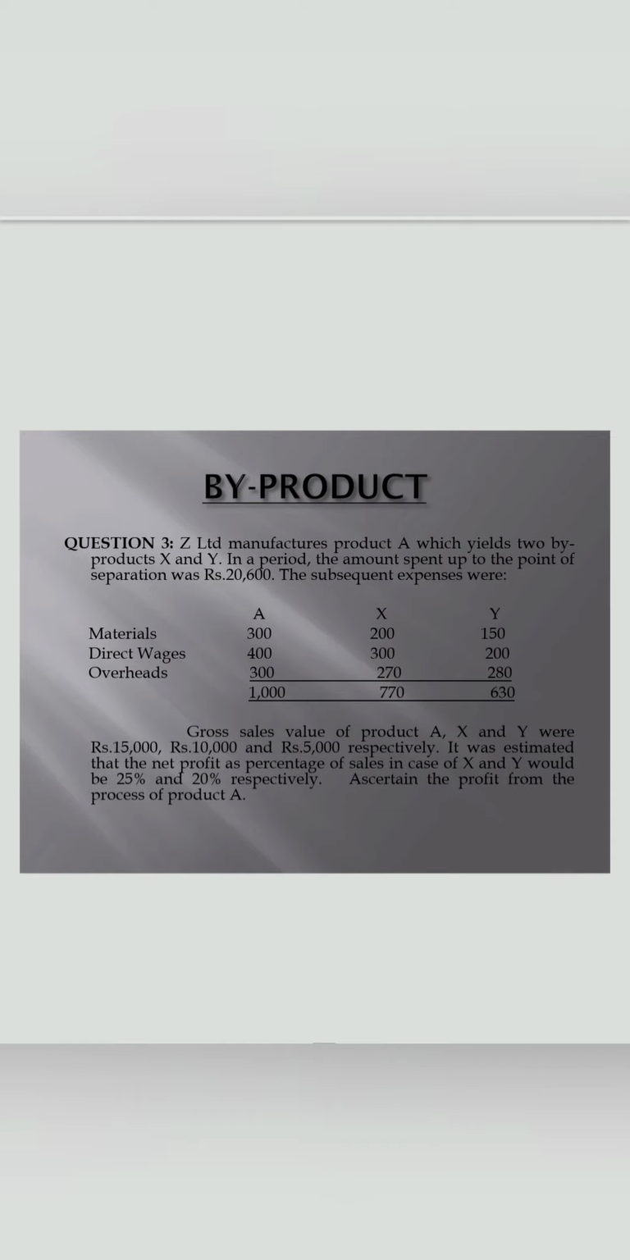Gross sales value of products A, X and Y were rupees 15,000, 10,000 and 5,000 respectively. It was estimated that the net profit as a percentage of sales in case of X and Y would be 25% and 20% respectively. Ascertain the profit from process of product A. So this is the question of byproduct. And now let's move on to the answer part. So for this, we first find out the joint cost. For that we have the particulars column, X, Y and the total column.